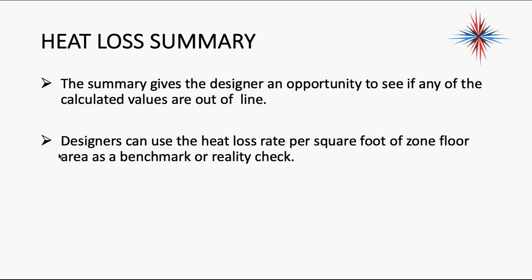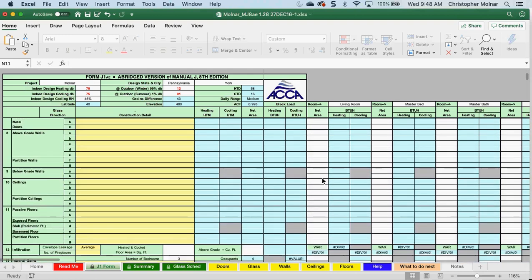A heat loss summary gives the designer an opportunity to see if any of the calculated values are out of line. We can use the heat loss rate per square foot of a zone or floor area as a benchmark or reality check. When you do your spreadsheets, if you get a heat loss of like 1,000 or 2,000 BTUs per square foot, we might need to take a check if it doesn't match the rest of the zones.